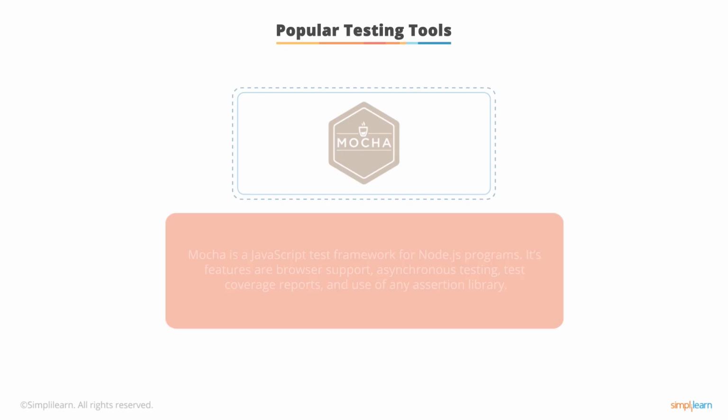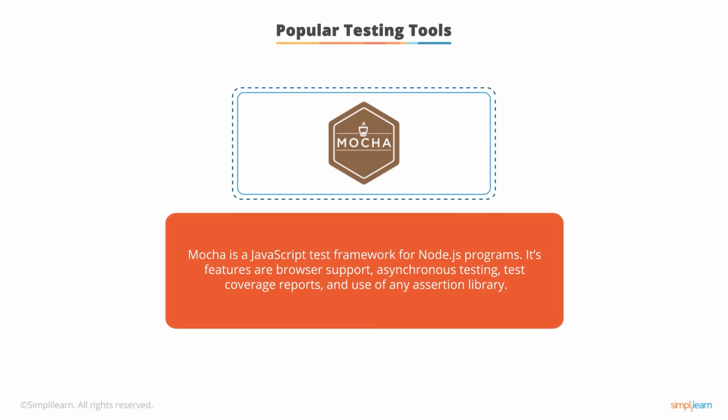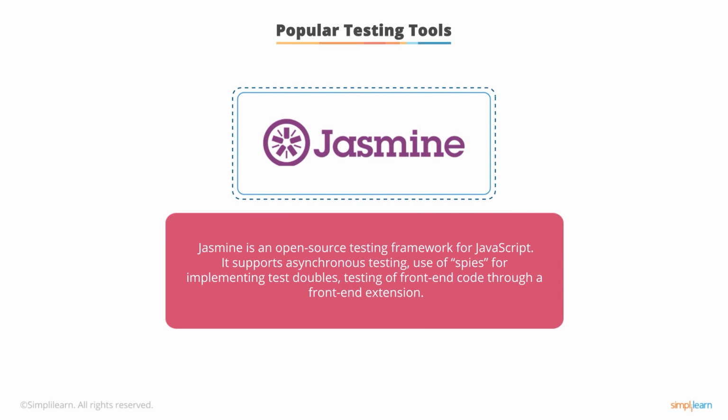Popular testing tools. Mocha is a JavaScript test framework for Node.js programs. Its features are browser support, asynchronous testing, test coverage reports, and use of any assertion library. Jasmine is also an open-source testing framework for JavaScript. It supports asynchronous testing, the use of spies for implementing test doubles, and testing of front-end code through a front-end extension.